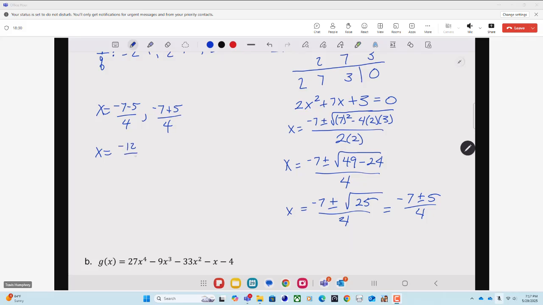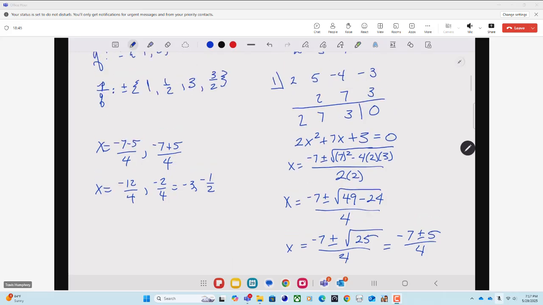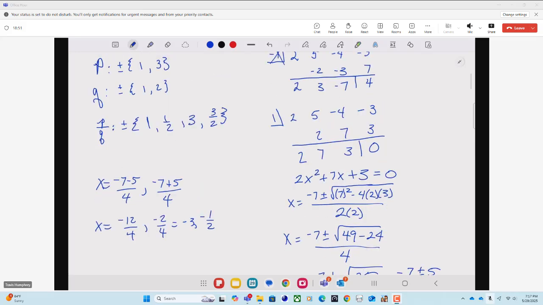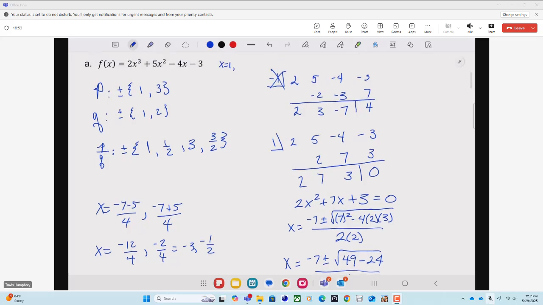That'll simplify to negative 12 over 4 and negative 2 over 4. So that gives me negative 3 and negative 1/2. And if you look back at our list from the beginning, you see that negative 3 and negative 1/2 were part of that list. So our list of zeros: 1, the first one we found, negative 3, and negative 1/2.